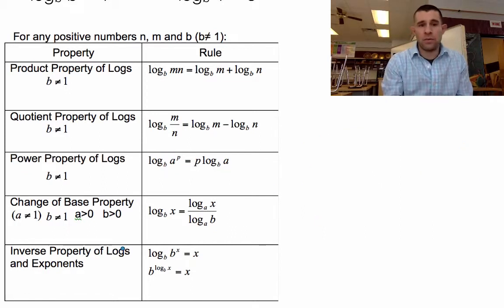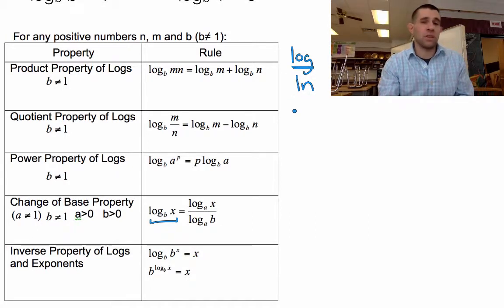Okay, our next property that we're going to take a look at is a very handy one. It's called the change of base property. Now, you'll note on your calculator that you only have log base 10, the common log, and the natural log, which is log base e. But oftentimes you're given problems like log base 3. So how do you calculate those using your calculator?